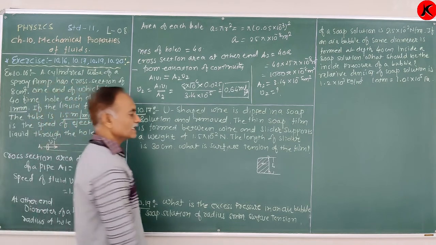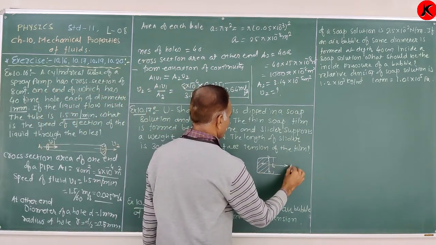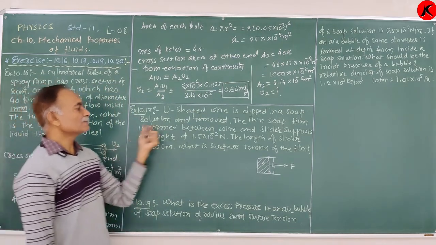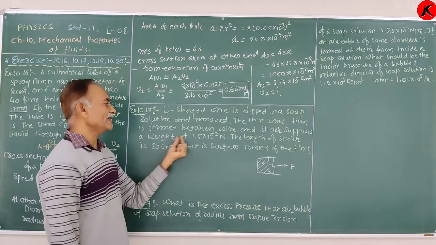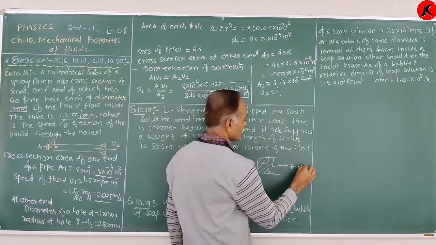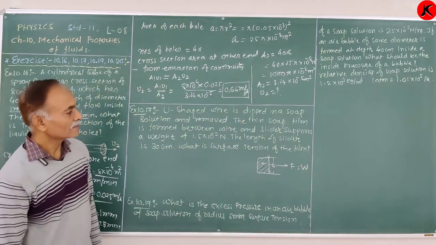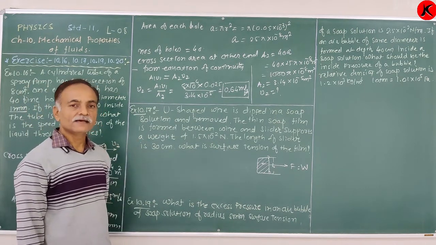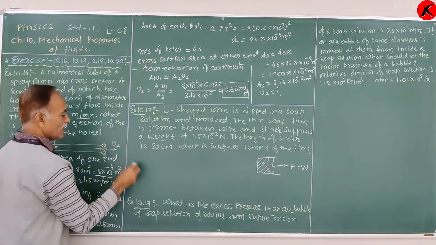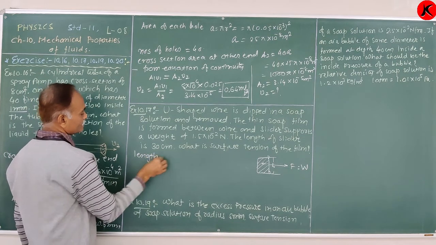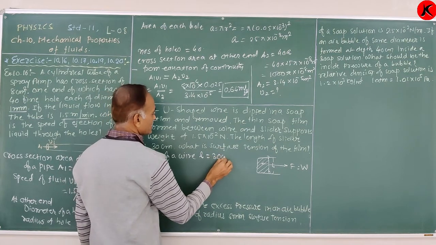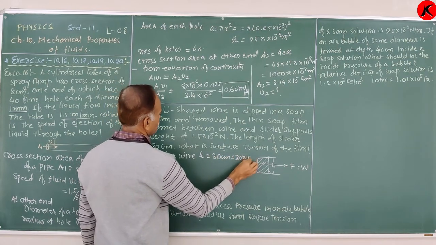Therefore, in the equilibrium position, we have to apply some force F against the surface tension. The film formed between the wire and slider supports a weight of 1.5 × 10^-2 Newton. Here the weight, that means the force, is given: F is equal to W. The length of the slider is given as 30 centimeter. What is the surface tension of the fluid? The length of the wire L is given 30 centimeter, that means 30 × 10^-2 meter.